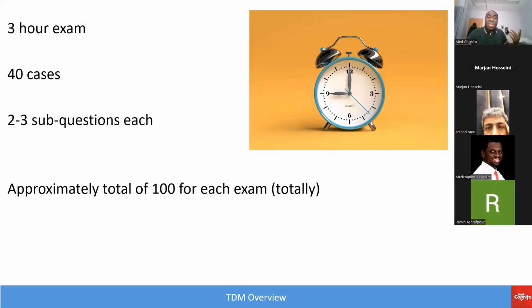Why? Because each of the 40 cases may have about 2 or 3 stems under them. So if you have 40 times 2, that even brings you to 80. Some of them also have 3 sub cases. So by the time you are done, you have solved almost 100 questions in 3 hours. So you need to know your stuff, getting into it deep, so that you are not now thinking about what to do when you are in the exam situation.